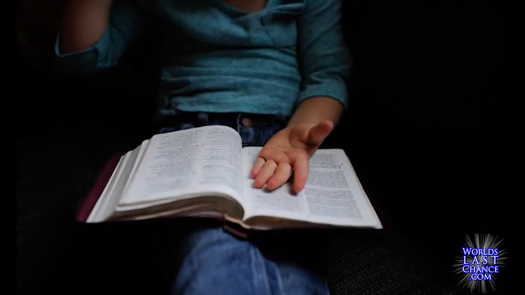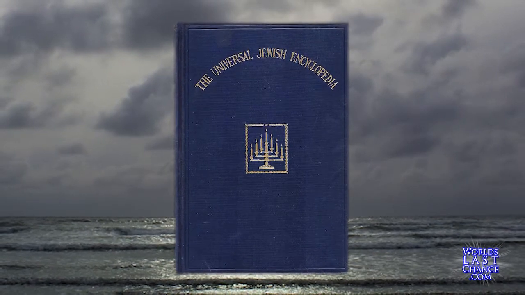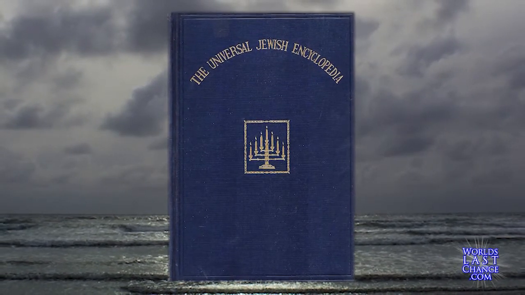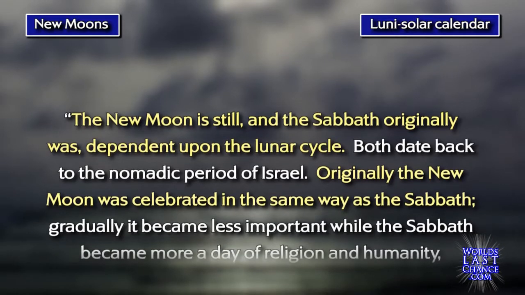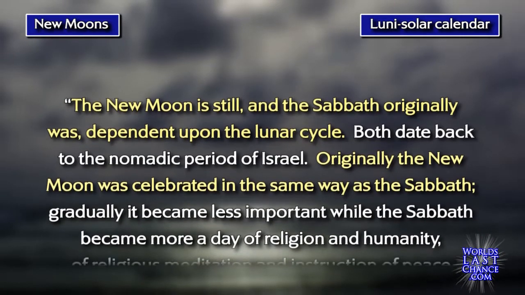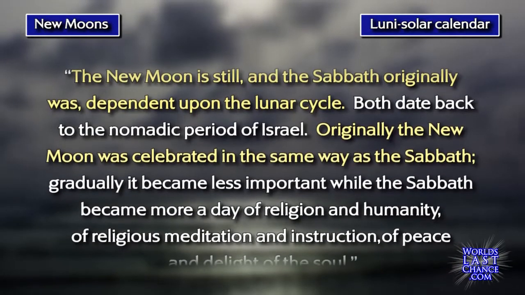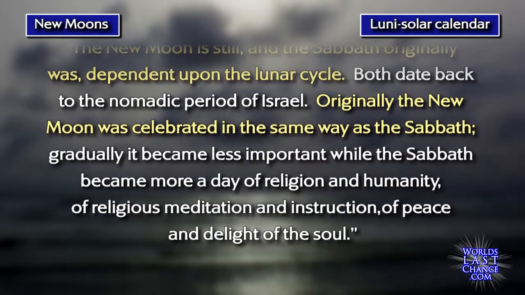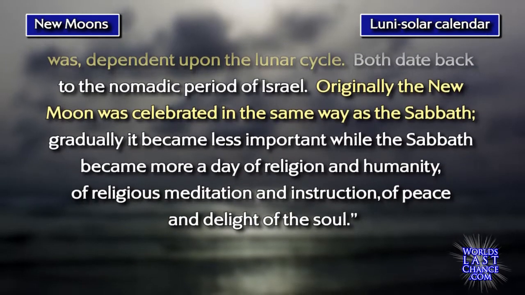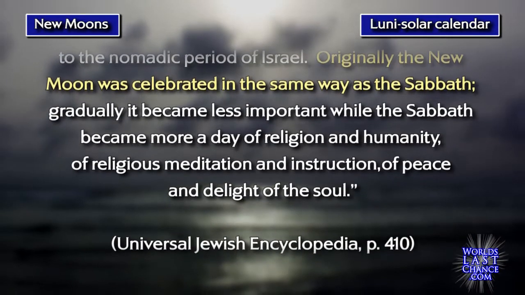Where Scripture is silent, history can shed additional light. An early edition of the Universal Jewish Encyclopedia states that new moons were originally days for worship. The new moon is still, and the Sabbath originally was, dependent upon the lunar cycle. Both date back to the nomadic period of Israel. Originally, the new moon was celebrated in the same way as the Sabbath. Gradually, it became less important, while the Sabbath became more a day of religion and humanity, of religious meditation and instruction, of peace and delight of the soul.